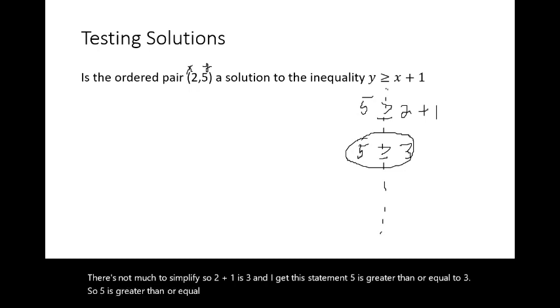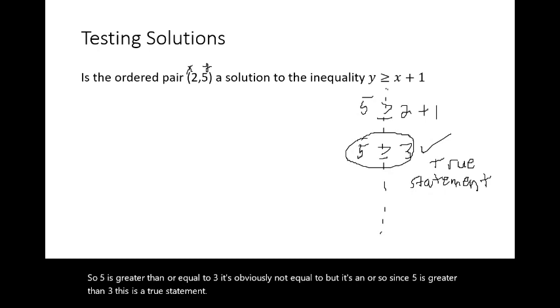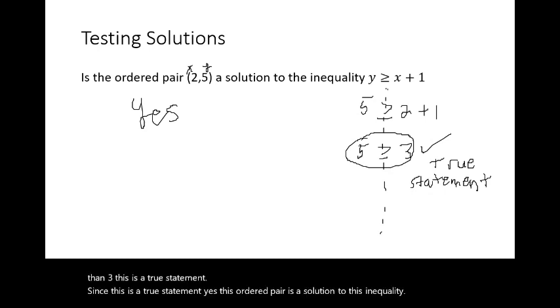It's obviously not equal to, but it's an or. So since 5 is greater than 3, this is a true statement. Since this is a true statement, yes, this ordered pair is a solution to this inequality. Now keep in mind that this ordered pair is not the only solution to this inequality. There are an infinite number of ordered pairs, but this is just one of them.